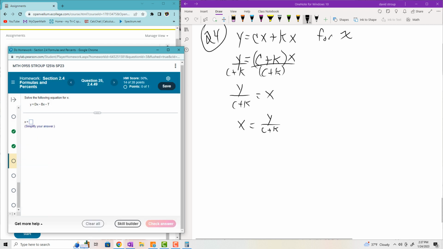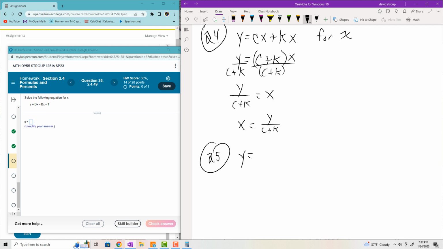And yeah, so this one is similar as well. You're going to have to move the t and then factor out the x. All right, so let's get that real quick. Y equals capital Dx minus capital Bx minus capital T. I'm going to move the t first. So I can't factor the x out of all three of those terms because not all three terms have an x. So I'm going to move the t over by adding it to both sides, right?